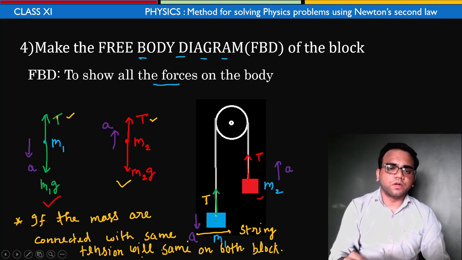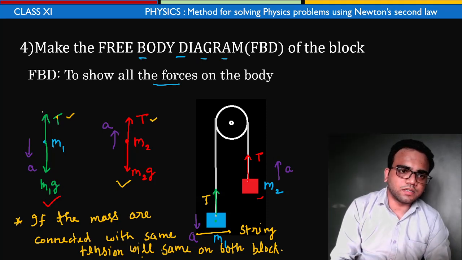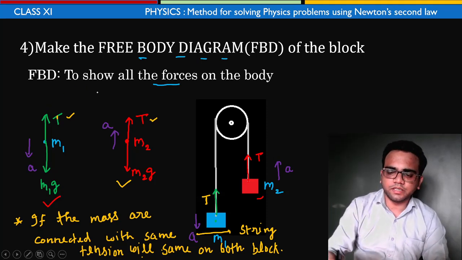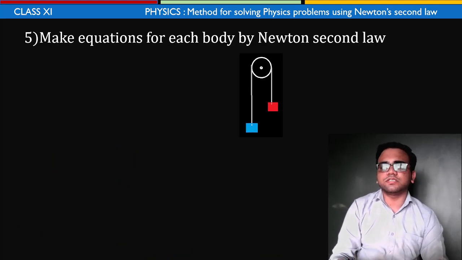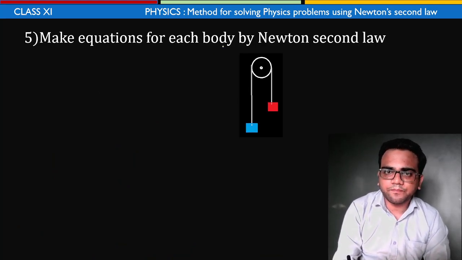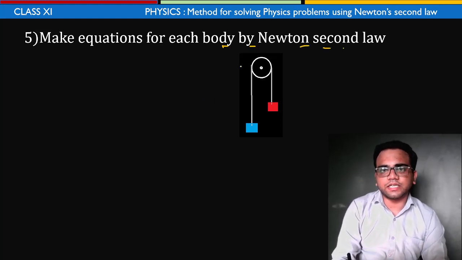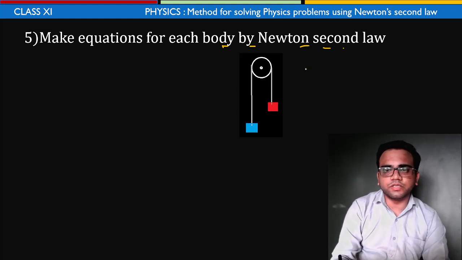Okay, cool. The fourth task is completed. Now move to the next task. That is, make the equations for each body by Newton's second law. With the help of Newton's second law, we have to write the equations for this. You know Newton's second law.